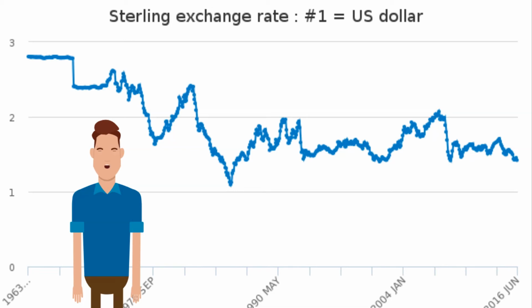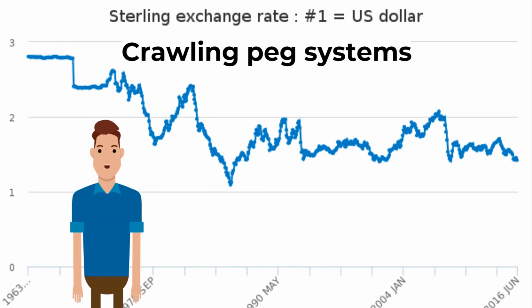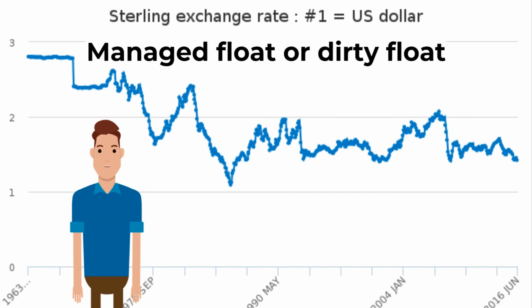This is done by buying and selling currency and by changing interest rates. Some examples include the Brazilian real, Swiss franc, and the Japanese yen. An adjustable peg system is where currencies are fixed against another, but the level at which they are fixed can be changed. Crawling peg systems are a form of this but have a mechanism that allows the value to change. A managed float or dirty float is where the government intervenes to improve macroeconomic stability.